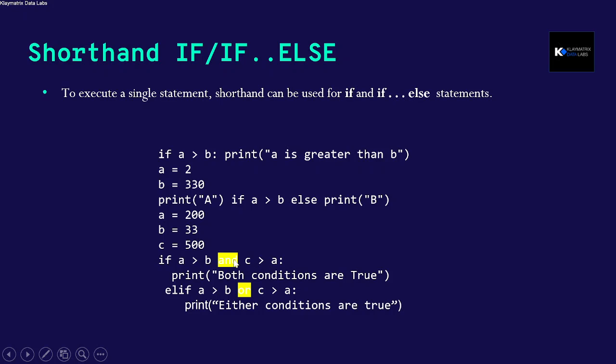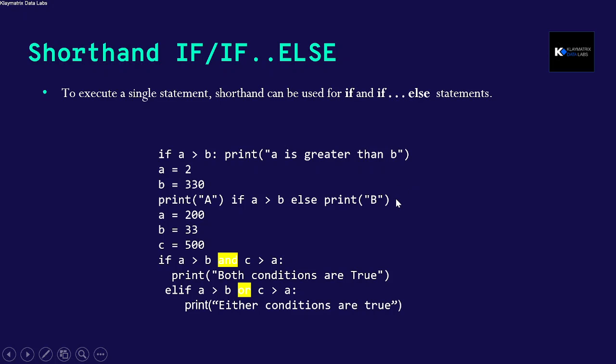And then you can also use a combination of and or if you want to use two conditions, like if a is greater than b and c is greater than a. If both conditions are true, then do this. Else if a is greater than b, or, which means if either of the conditions is true. So these are some of the ways.